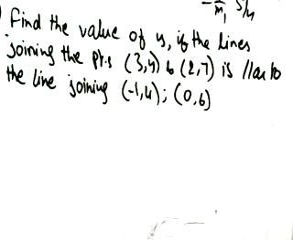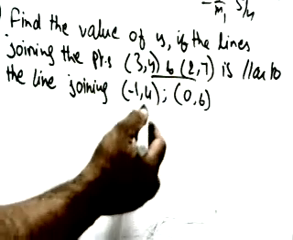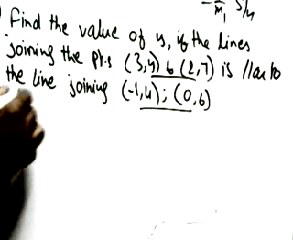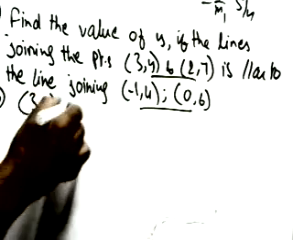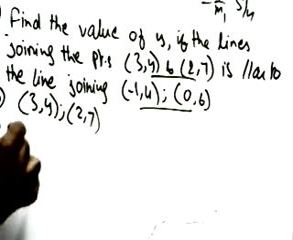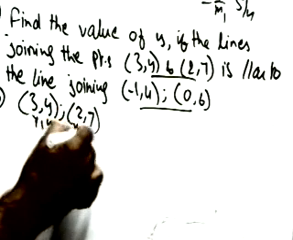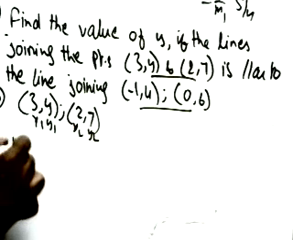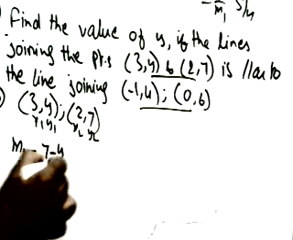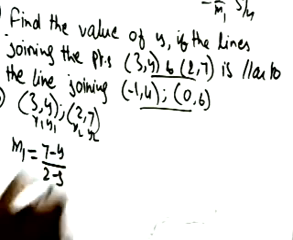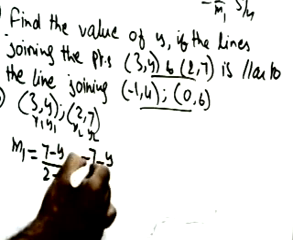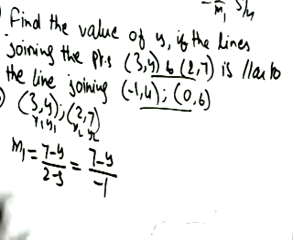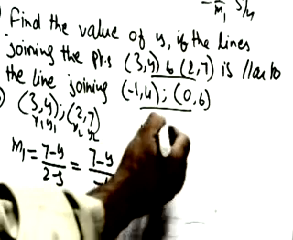Find the value of y if the given lines are parallel. Suppose the line joining these points and the line joining these points are parallel. So we know the slopes are equal. Let me start like this: 3 comma y, 2 comma 7. What will be the slope of this? Suppose this is x1 y1, x2 y2. Let me denote this slope by m1. So m1 equals y2 minus y1 by x2 minus x1. So this will be 7 minus y by 2 minus 3, which is minus 1.